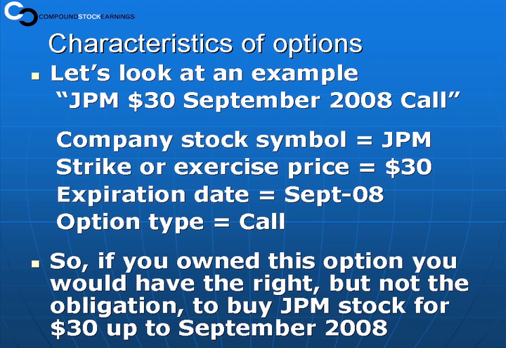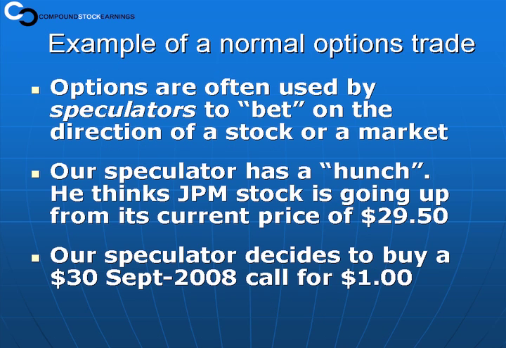Okay, so every option has those characteristics. And this particular option relates to stock in JP Morgan, has a strike or exercise price of $30, an expiration date of September 2008, and the option type is a call. So if you own that option, you're going to have the right, but not the obligation, to buy JP Morgan stock at a price of $30 up to the expiration date of September 2008. Okay, this is an example of a normal options trade.